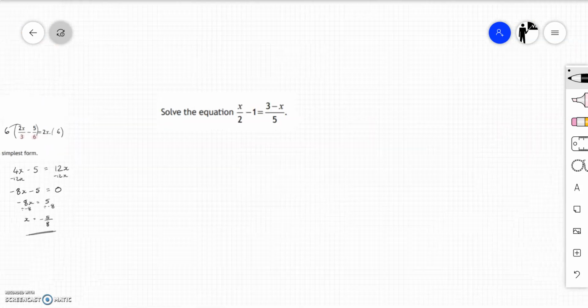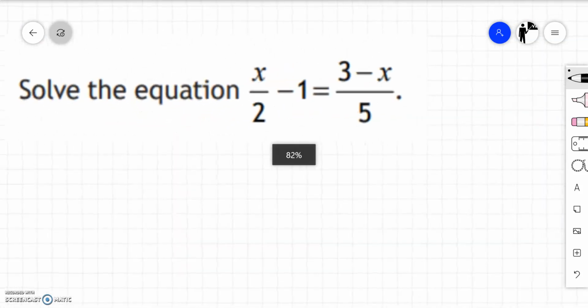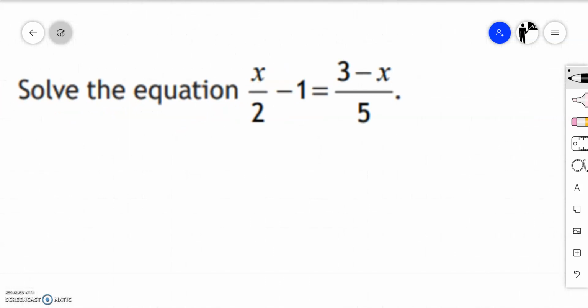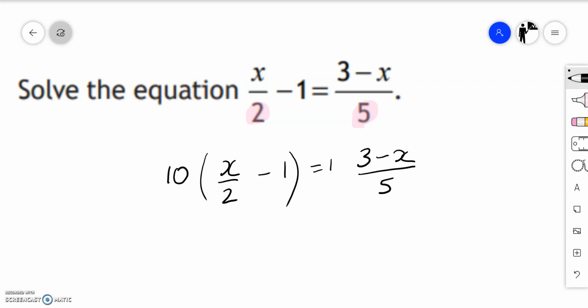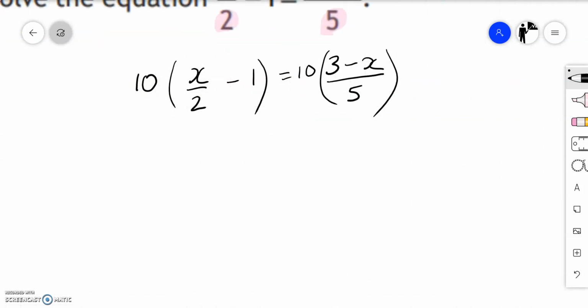And finally, solve the equation x over 2 minus 1 is equal to 3 minus x over 5. So once again, we've got a couple of fractions involved here. I'm just going to rewrite this. So we've got x over 2 minus 1 is equal to 3 minus x over 5. So we're wanting to multiply both sides of our equation by the lowest common multiple of 2 and 5. Lowest common multiple of 2 and 5 is 10. So we're going to multiply this side by 10. I'm going to multiply this side by 10. And as long as I do the same thing to both sides, the equation will be balanced.